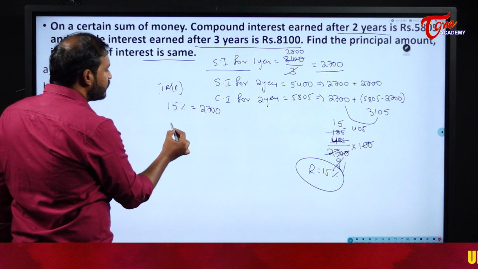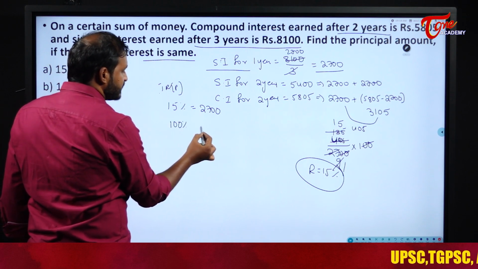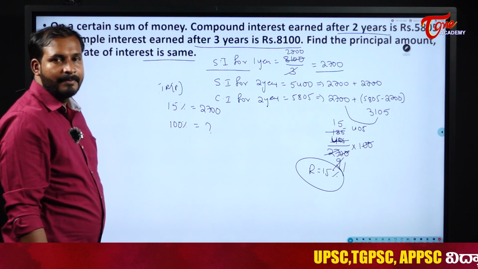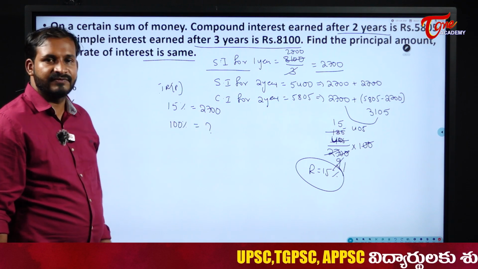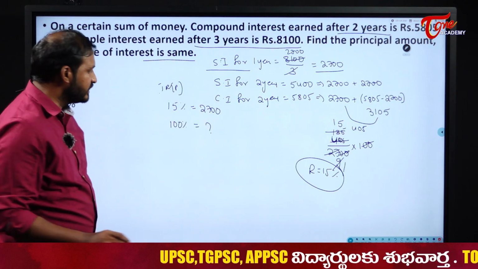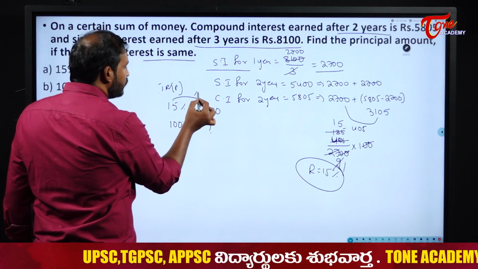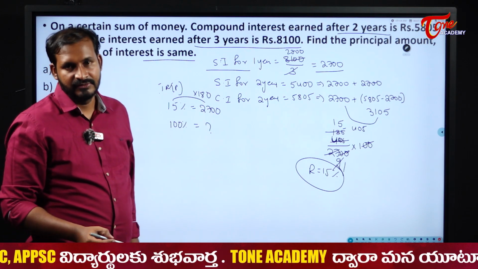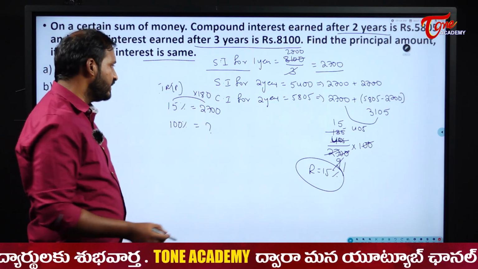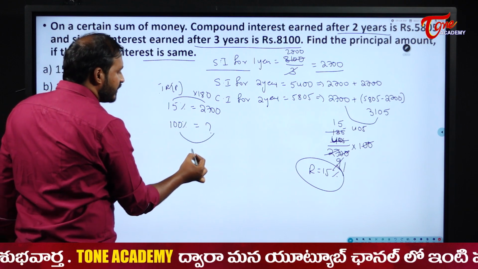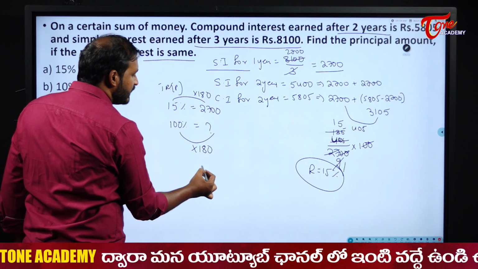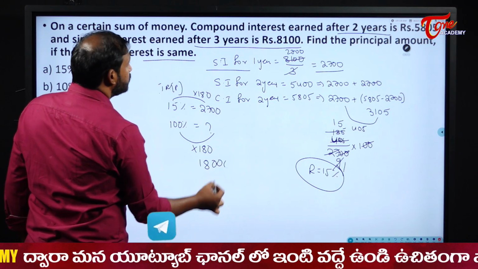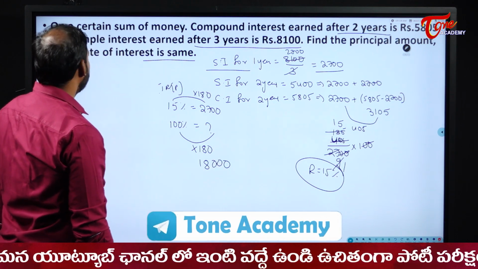They are asking us about the 100% of principal. Try to establish the relation from here to here. If you are able to get, it is really good. What it is? Into 180, right? 15 18s are 270. So into 180. And similarly here also multiply it with 180. What you will get here? 18,000. Find the principal amount if the rate of interest is same.